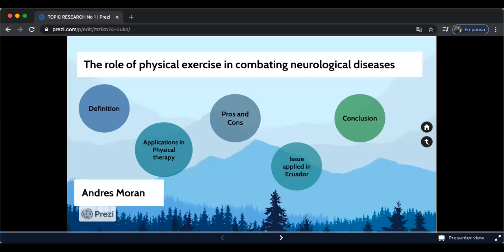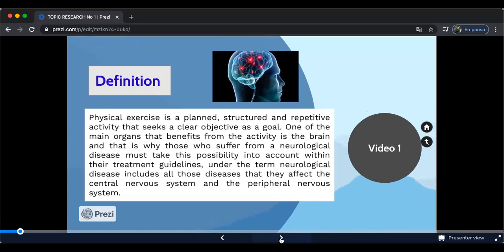I study physical therapy. My topic is the role of physical exercise in combating neurological disease. The definition is: physical exercise is a planned, structured, and repetitive activity that seeks a clear objective as a goal.